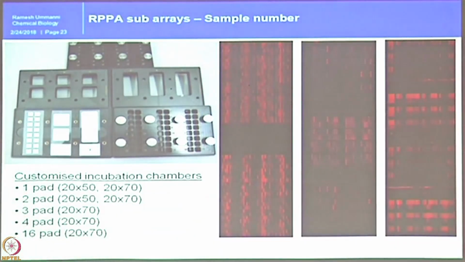I will show you the examples. Here are the 2 pads, here are the 3 pads, here are the 4 pads. You can see this is the same sample set with 2 different antibodies, same samples with 3 different antibodies, same samples with 4 different antibodies. That's it. It's just a kind of miniaturizing your array. You can custom make the array.